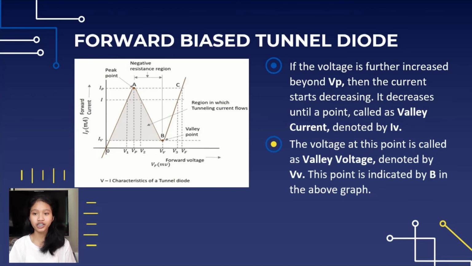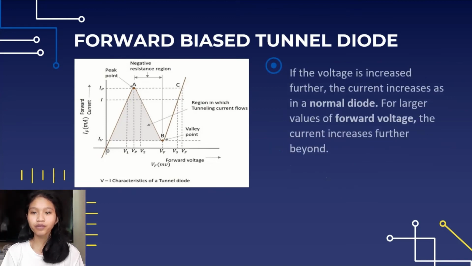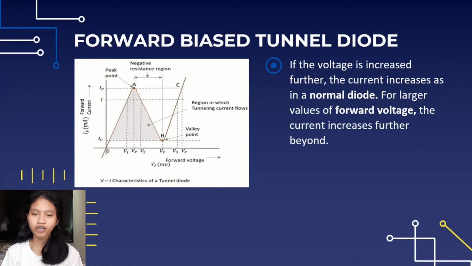So when the voltage increases, the diode current starts to decrease until it hits its minimum value, which is called the valley point, known as valley current and denoted by IV. It also corresponds to the valley voltage, which is indicated by the letter B in the graph. When the forward voltage is increased to a value more than the valley voltage, denoted as VV, the current starts to increase once again, just like it would in a typical junction diode.